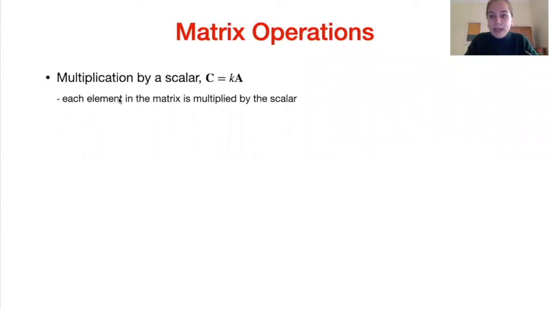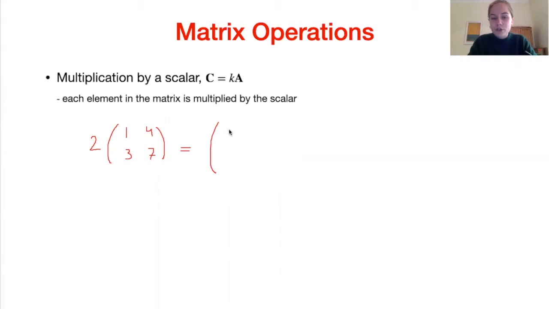Next then, multiplication by a scalar. Unlike the two cases we just looked at, we can always multiply any matrix by a scalar, and all we have to do is multiply each element by that scalar. So for example, if I had a matrix 1, 4, 3, and 7, say we wanted to multiply this matrix by 2, then all we have to do is multiply each element by 2.